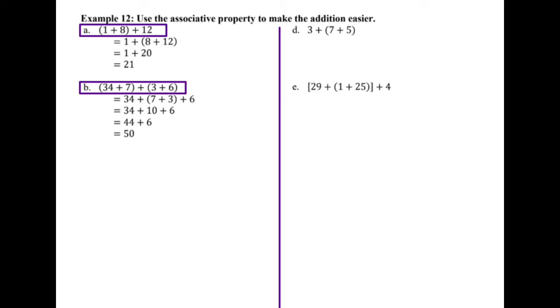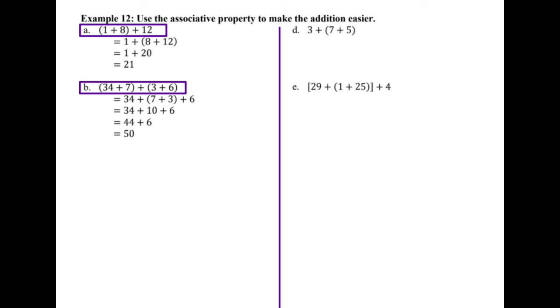Now this one is using the associative property to make things easier. So if I were to add them in the order that you see, I would do the parentheses first. I'd have 9 add 12. That's not so bad, but you can make it easier if you change the parentheses around. So let's move the parentheses. So instead of 1 and 8, it's 8 and 12, like this. Because now this is equal to 20, and 20 plus 1 is 21.